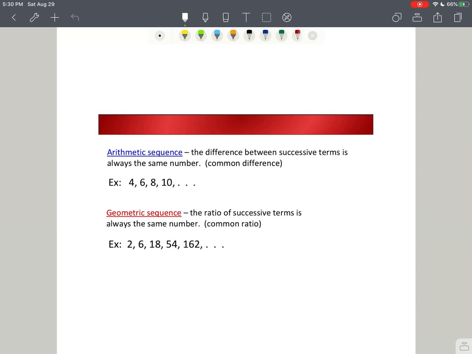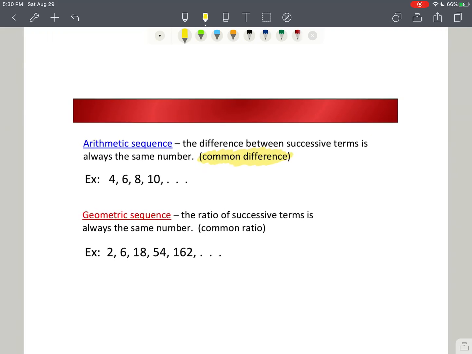In this video, we are going to learn about arithmetic sequences. Arithmetic sequences is when the difference between successive terms is always the same number. We call that a common difference. In this arithmetic sequence, the common difference is 2.